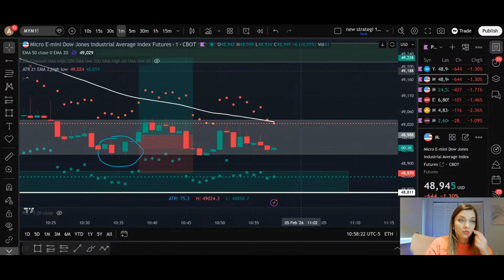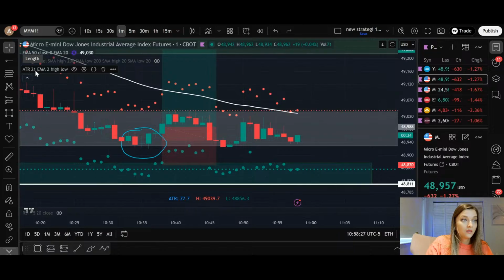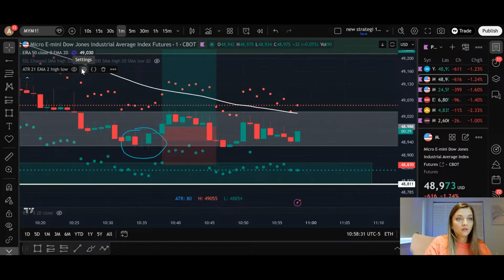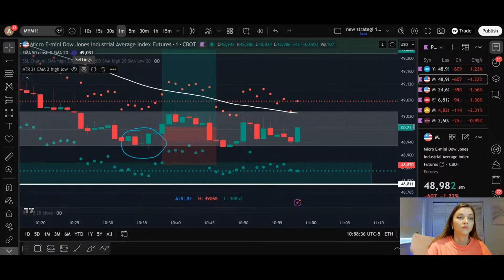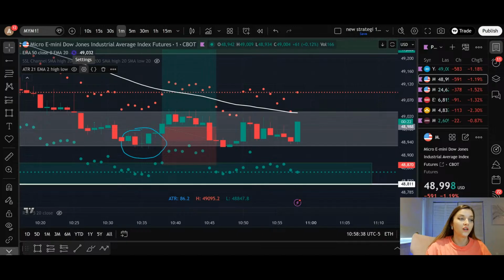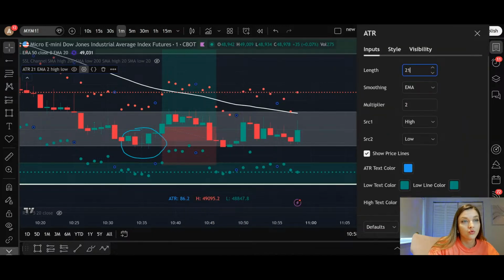How do I get into the settings for the ATR? Okay, go to ATR, follow me, and settings. Kara, you use ATR 10 instead of 20, 21. Yeah, whatever works for you. And inputs. The length, I just like 21 because it's a strong EMA too. Multiply by 2.